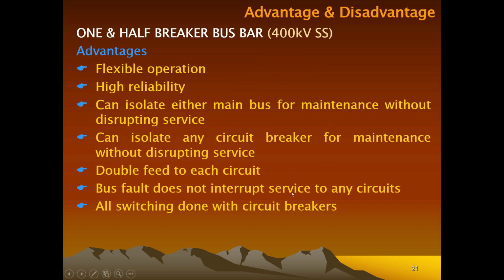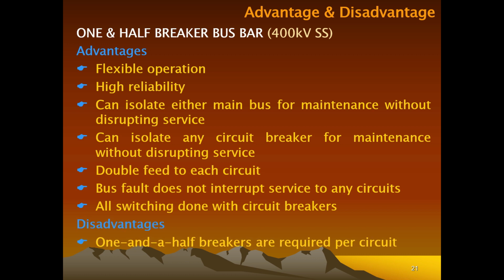Can isolate any circuit breaker for maintenance without disrupting service. Double feed to each circuit, that is, each circuit is charged through main bus 1 or main bus 2 at the same time. Bus fault does not interrupt service to any circuit, and all the switching is done with circuit breakers. Disadvantages: there are three circuit breakers required for controlling two circuits, so the cost will be comparatively higher as compared to the earlier schemes.